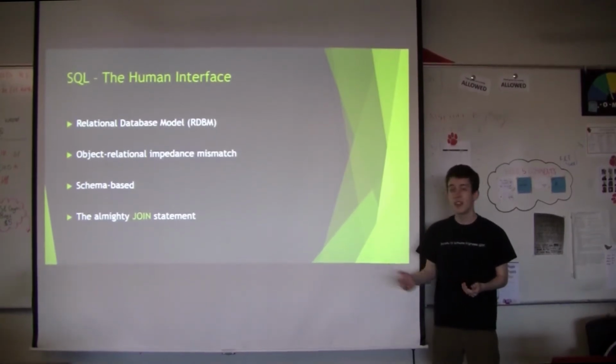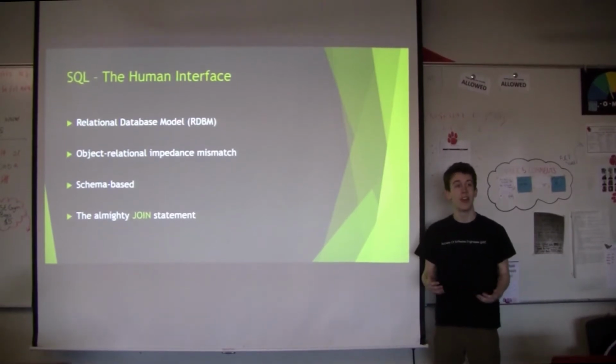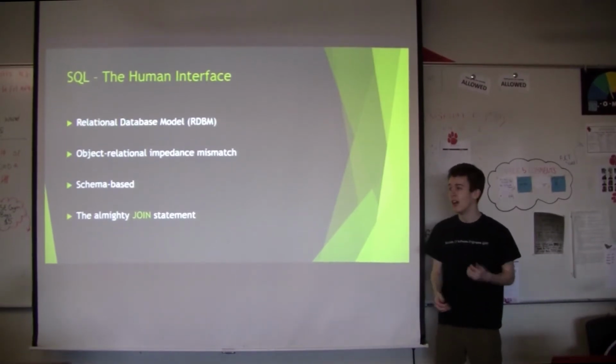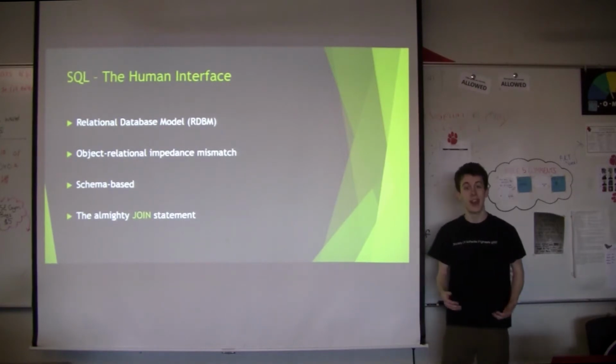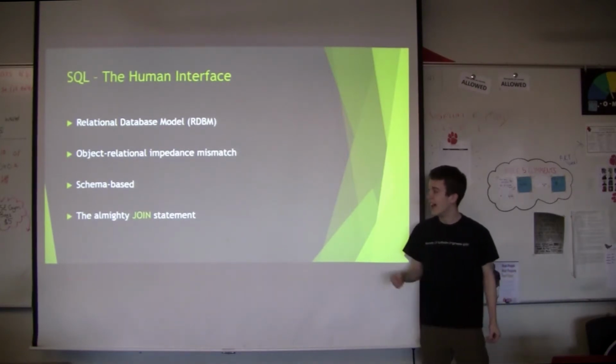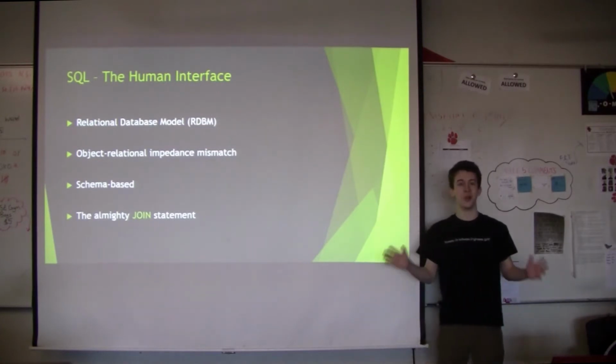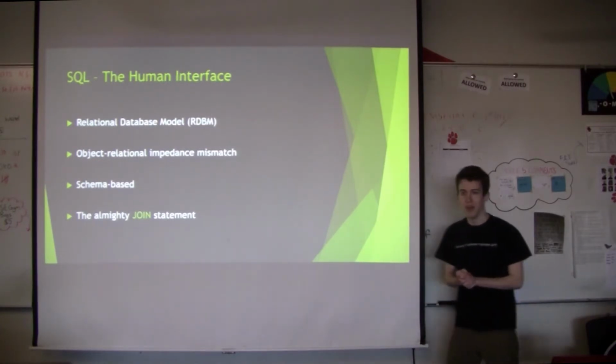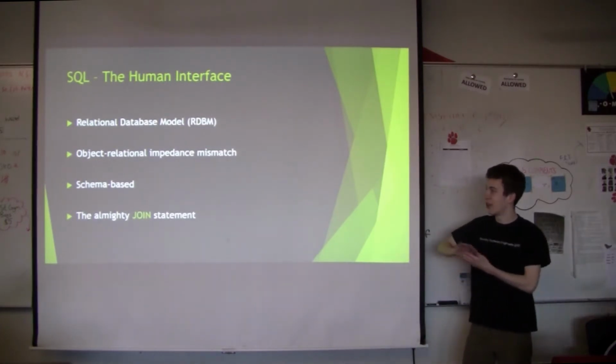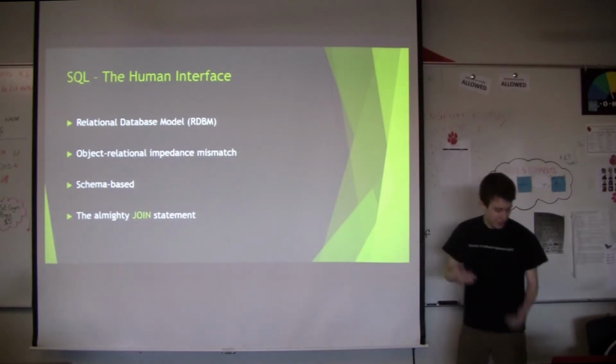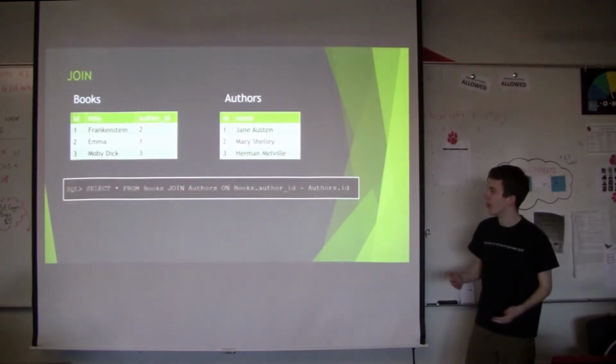Like I said, it's schema-based, which basically means every entry has a form that it has to follow. It makes it very easy to query, but it also puts restrictions on data that may or may not have all of that data. And it all revolves around the almighty join statement. All of you are familiar with SQL, and I'm going to brush through this, but I will explain what join does and why it's important.